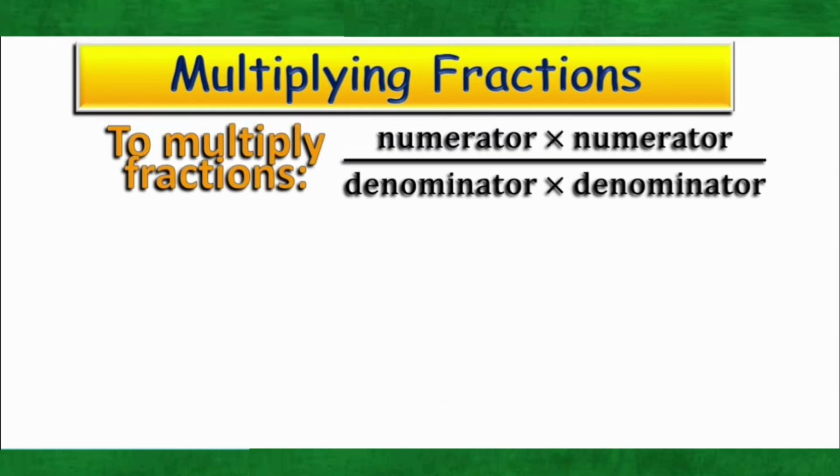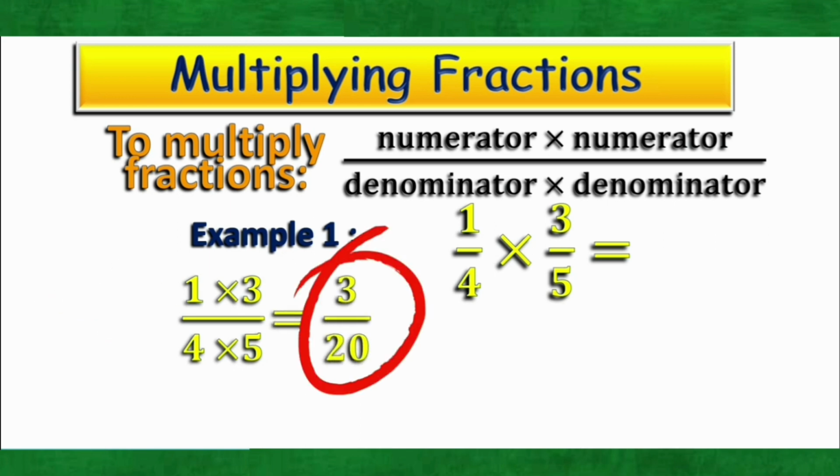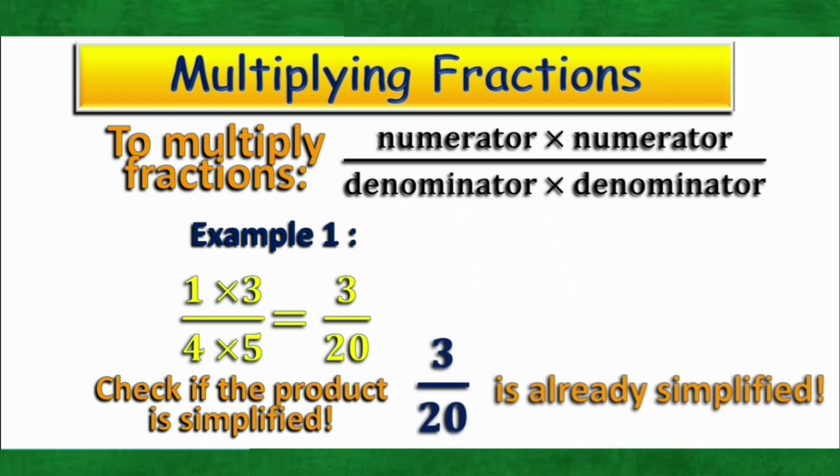This leads us to the steps for multiplying a fraction by another fraction. To multiply fractions, we multiply the numerators and multiply the denominators. Then simplify or write the product in lowest terms if possible. Let's have an example. 1/4 times 3/5. 1 times 3 over 4 times 5. And the answer is 3 over 20. Now check if the product is simplified. 3 over 20 is already simplified.